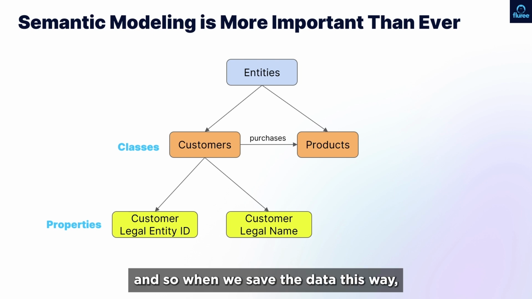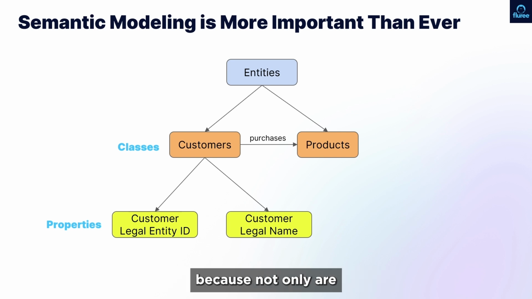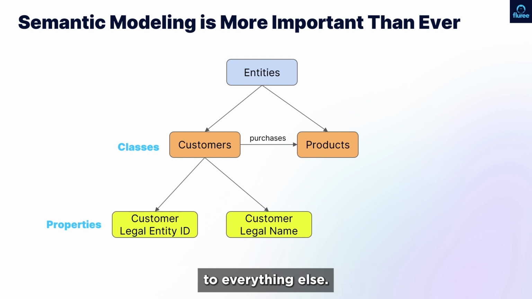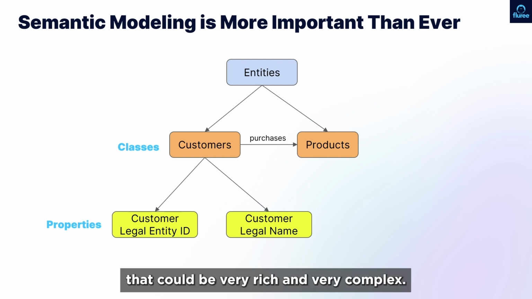And so when we save the data this way, this is much easier and more understandable if we're going to be sharing data or information across teams, partners, or intelligent agents, because not only are we describing what everything is, we're also describing how everything is naturally related to everything else. It's a very easy way to understand and interpret information that could be very rich and very complex.